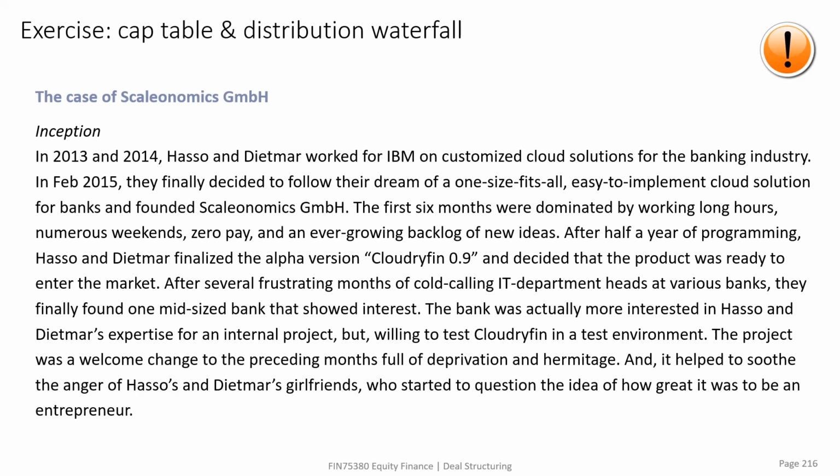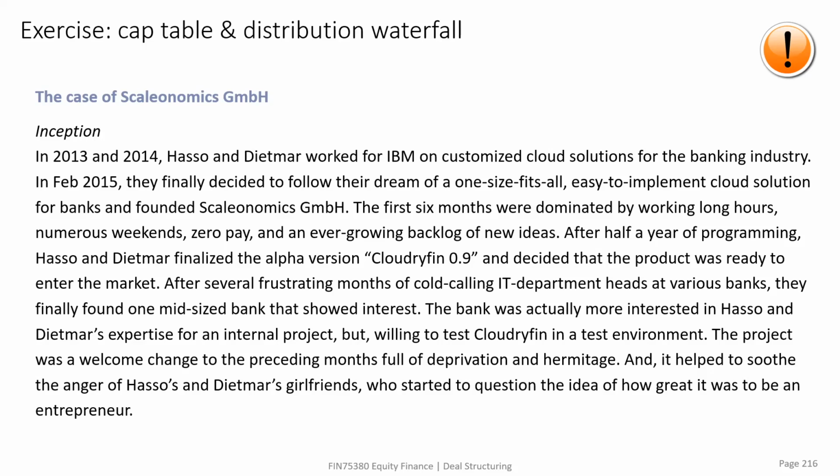This is the case of Scalenomics. In 2013 and 2014, Hasso and Dietmar worked for IBM on customized cloud solutions for the banking industry. In February 2015, they finally decided to follow their dream of a one-size-fits-all, easy-to-implement cloud solution for banks and founded Scalenomics. The first 6 months were dominated by long working hours, numerous weekends, zero pay, and an ever-growing backlog of new ideas.